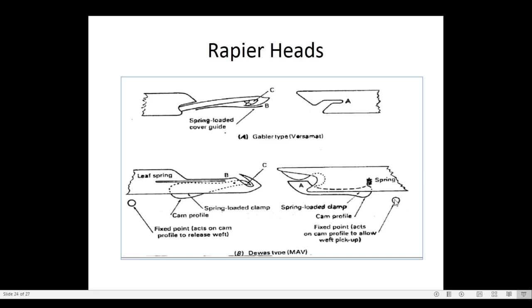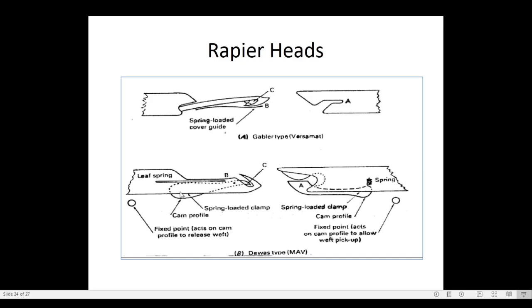When this left hand rapier head comes from this side, this curvature part, the cam profile part, will be hit by this rod and this A part gets open and it holds the weft. So the weft is held and this left hand rapier head brings the weft to the center of the machine. Meanwhile the right hand rapier comes empty. It goes inside the left hand rapier and grips the weft, and the weft transfer from left hand to right hand takes place.